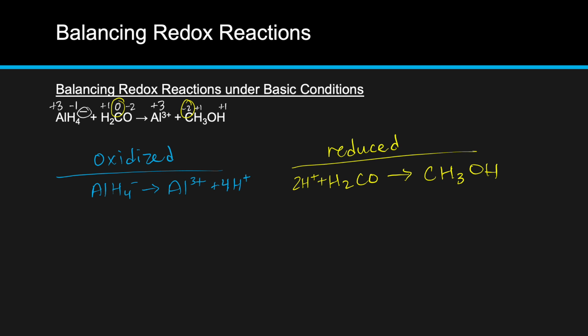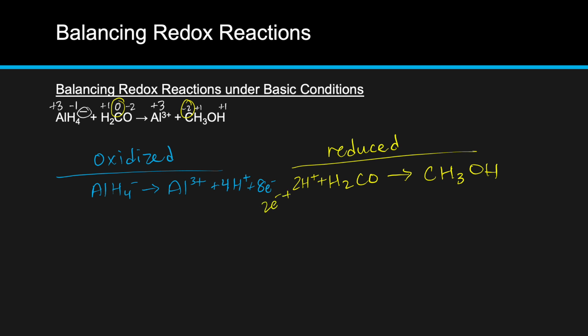And now I need to balance out my charge. So I have an overall -1 charge on the reactant side, and I have an overall +7 charge on the product side. In order to get that to -1, I need 8 electrons, so I'm going to add 8 electrons on the product side. And then for my reduction side, I have an overall charge of 0 on the product side, and I have a 2+ charge on the reactant side. So I need 2 electrons to balance that out to 0.